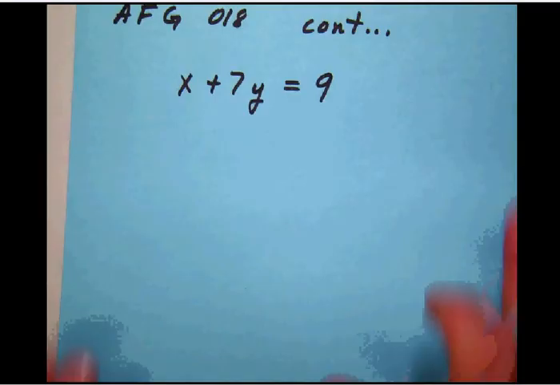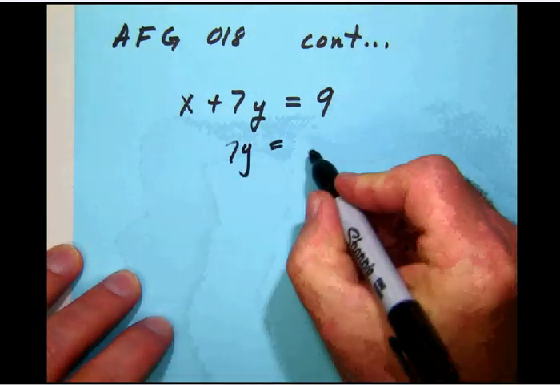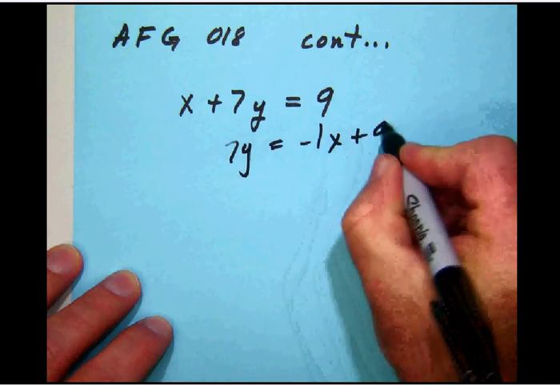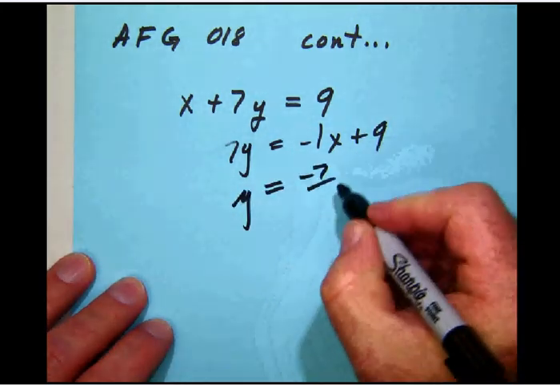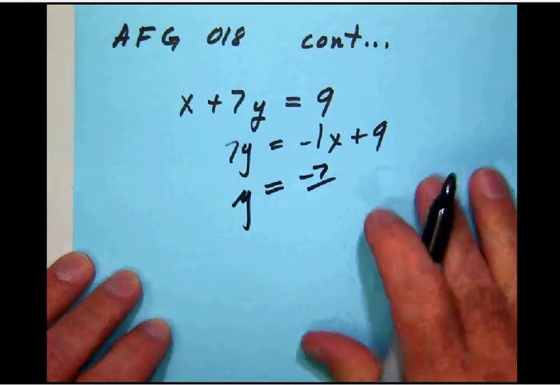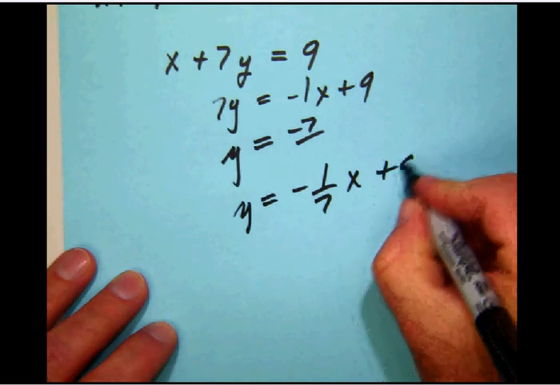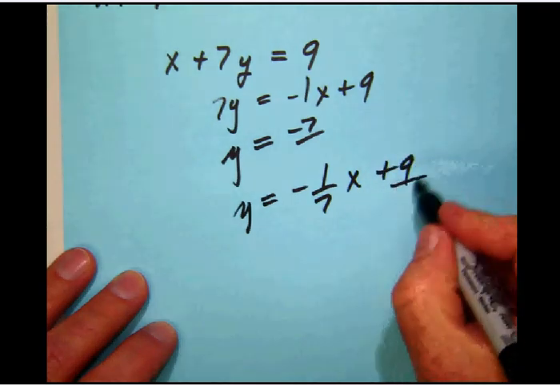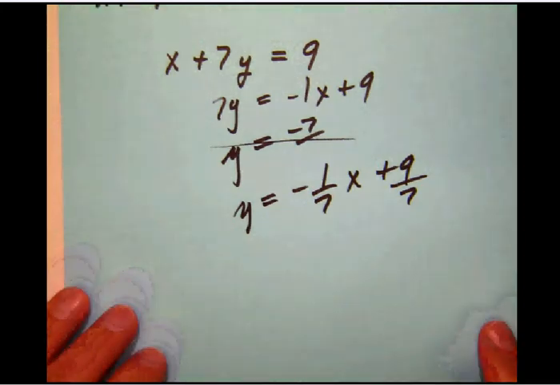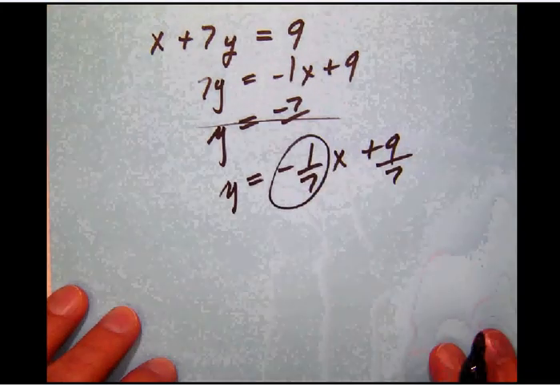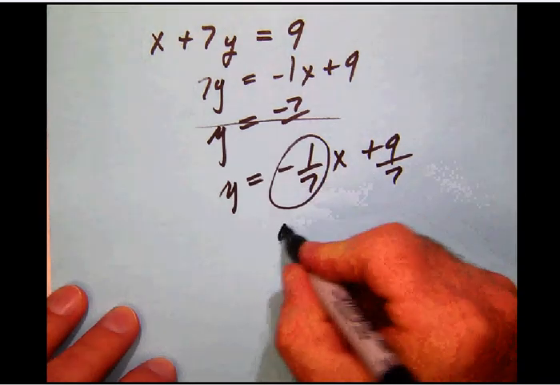So let's go ahead and look at our notes, and we can see here that if we merely solve for y here, we'll have 7y is equal to -1x plus 9. Divide both sides by 7, so that's going to be y equals -1/7 x plus 9/7, technically. And so what we're going to do then is immediately notice that the slope of the original line is -1/7. Okay, so this is our old slope.